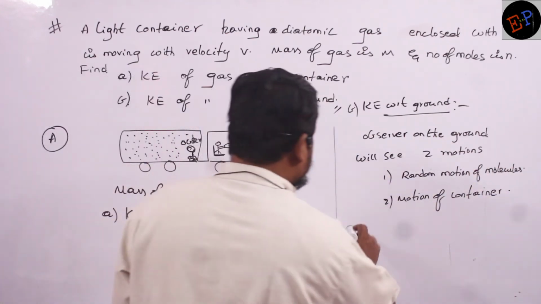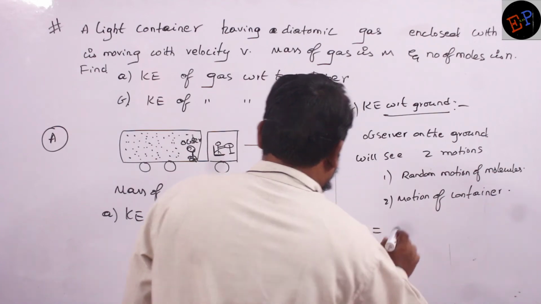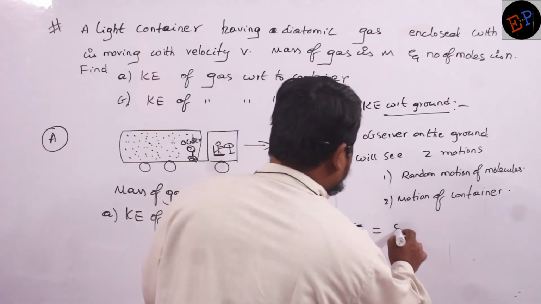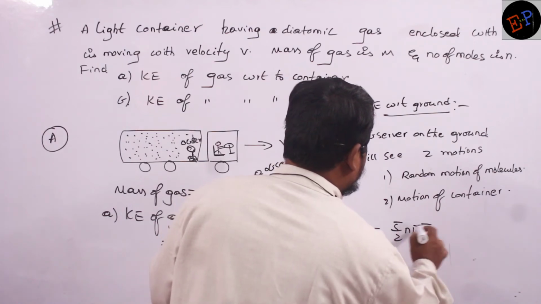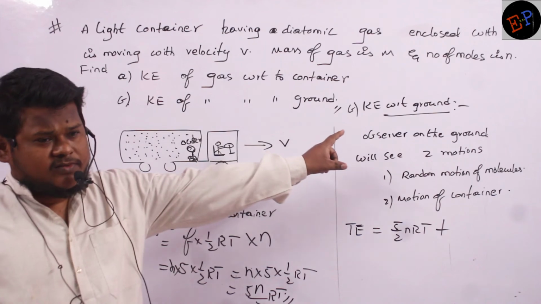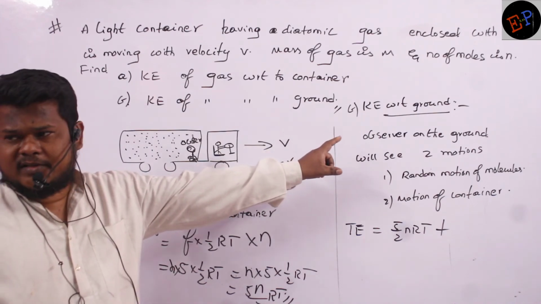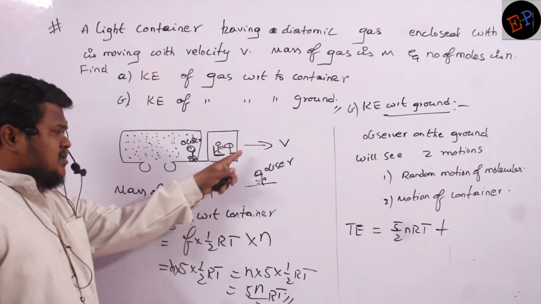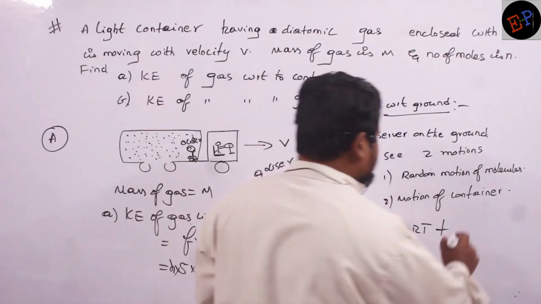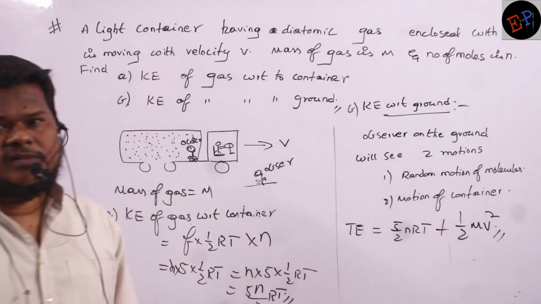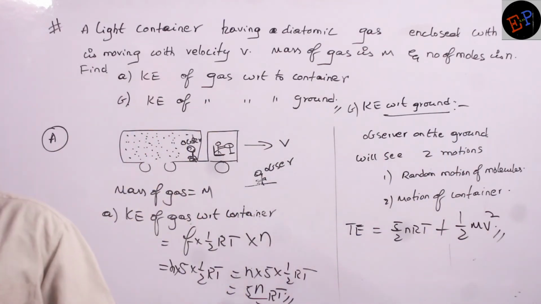So what is the total energy in this condition? The random motion we have already calculated: 5 by 2 nRT. Plus, in addition to this, he will see the kinetic energy of this gas also. What is the formula for kinetic energy? Half mv square. What is the total mass of the gas? M, and the velocity is v. So the additional energy is half capital M into v square. That's it. Are you able to understand how we are solving? Write it down.